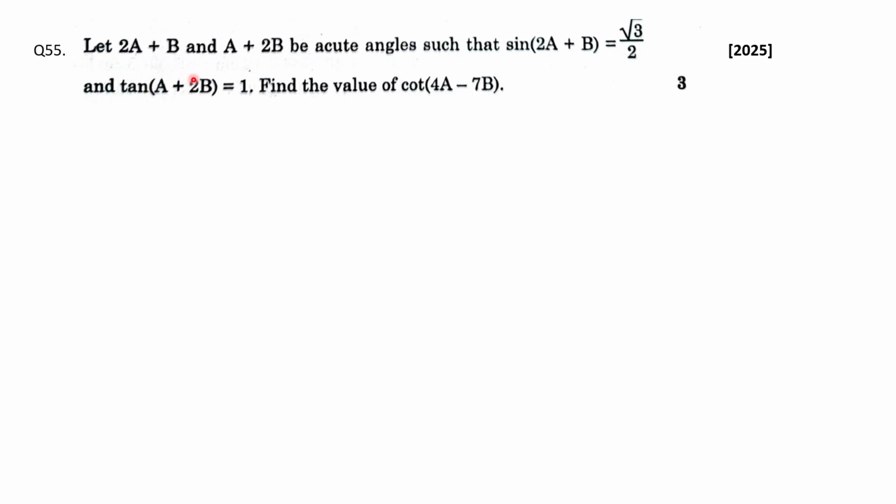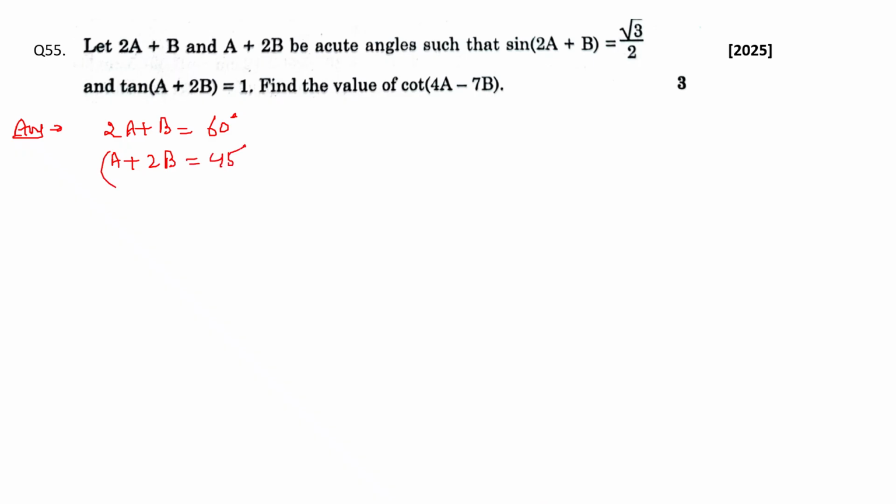Question 55. Let 2a plus b and a plus 2b be acute angles such that sine of 2a plus b equal to root 3 by 2 and tan of a plus 2b equal to 1. Find the value of cot of 4a minus 7b. So here, root 3 by 2 is sine 60 degree. So 2a plus b is equal to 60 degree. Tan of a plus 2b is 1, means tan 45 degree is 1. So a plus 2b is equal to 45 degree.